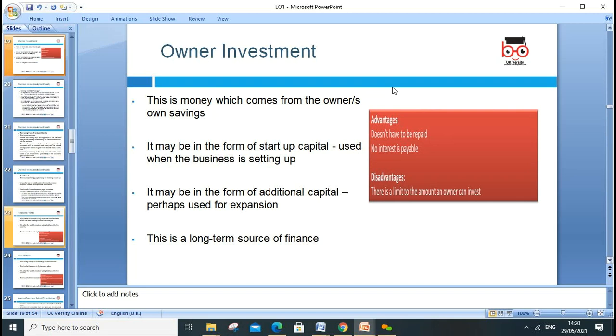Owner investment comes from the owner's own savings. It may be in the form of startup capital used when the business starts, or in the form of additional capital, and this is a long-term source.